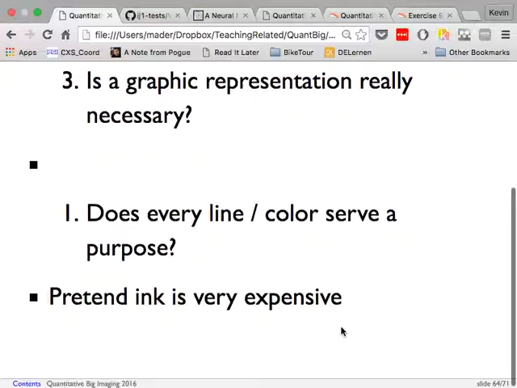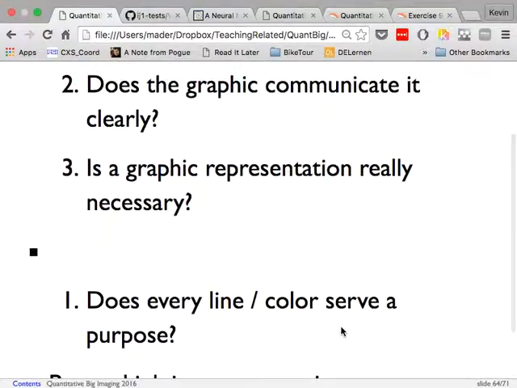And is a graphical representation really necessary? If you're trying to say there's no correlation between the mouse genome and the human genome, does a graph with points everywhere help you say this, or can you simply say there's no correlation and people will probably believe you? You don't need to actually prove it.